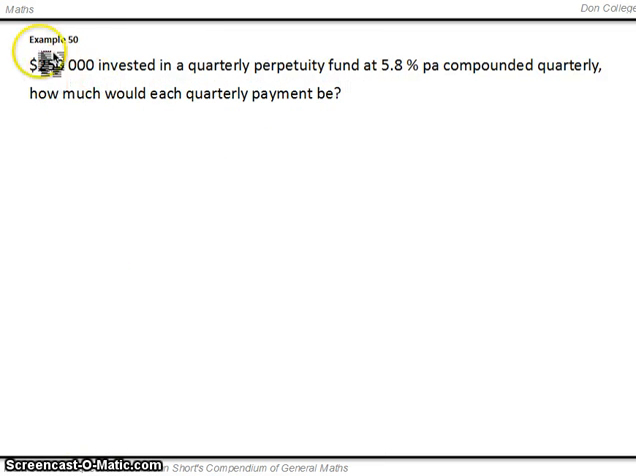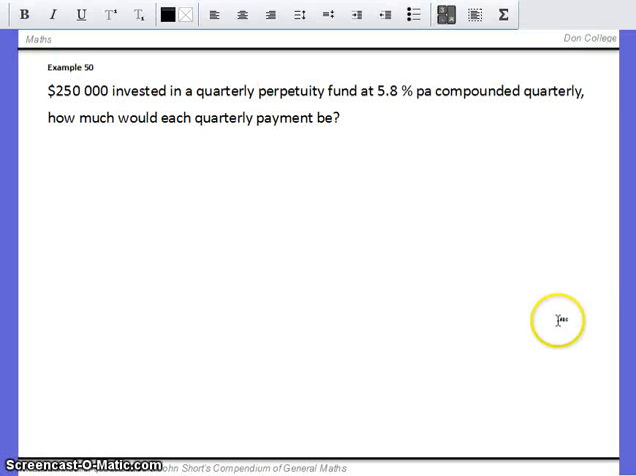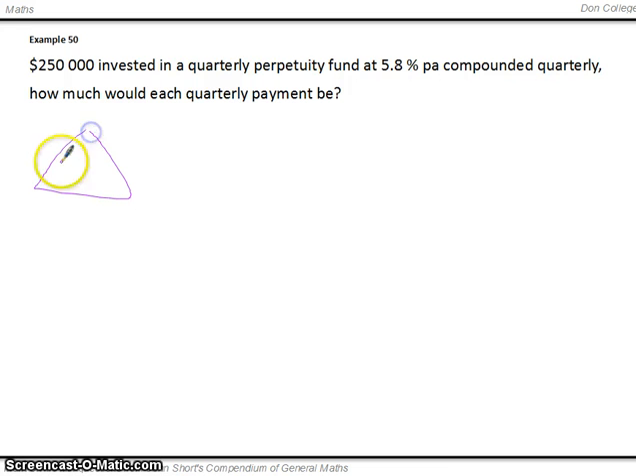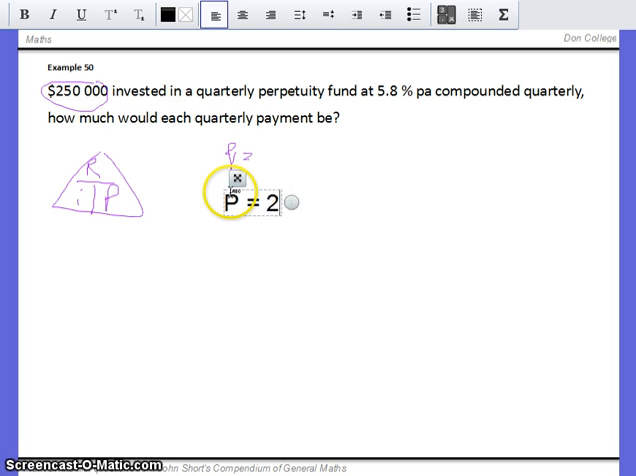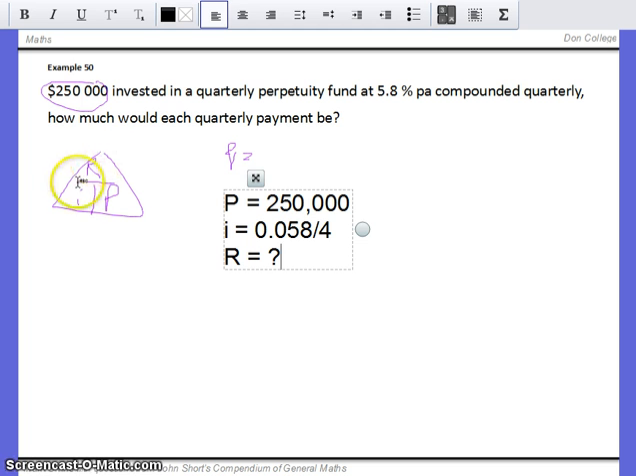Okay, here we've got $250,000 invested in a quarterly perpetuity fund at 5.8% per annum compounded quarterly. How much will each quarterly payment be? So we'll go back to our triangle here. R is I times P. We know what P is, 250,000. I is 0.058, and now it's per period, so divided by 4. And R we're trying to work out, so we want R equals I times P.